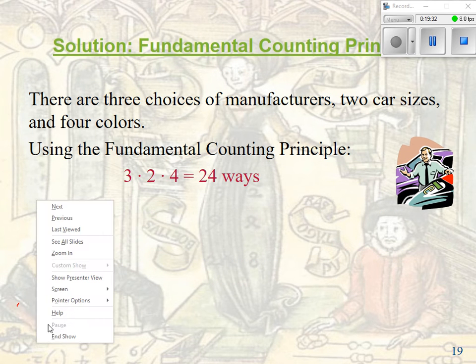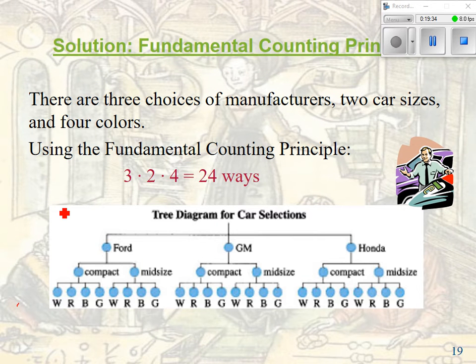So that's what they did there. Used a fundamental counting principle again. They made a tree diagram for it here. If we don't have to do that, sometimes we may have to, but if we don't have to, we'd rather not do all that extra work.